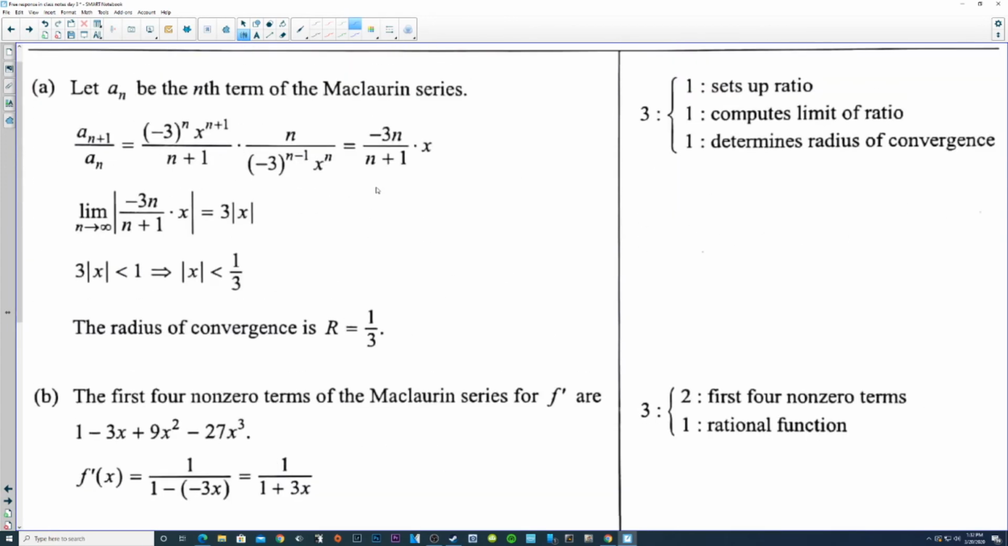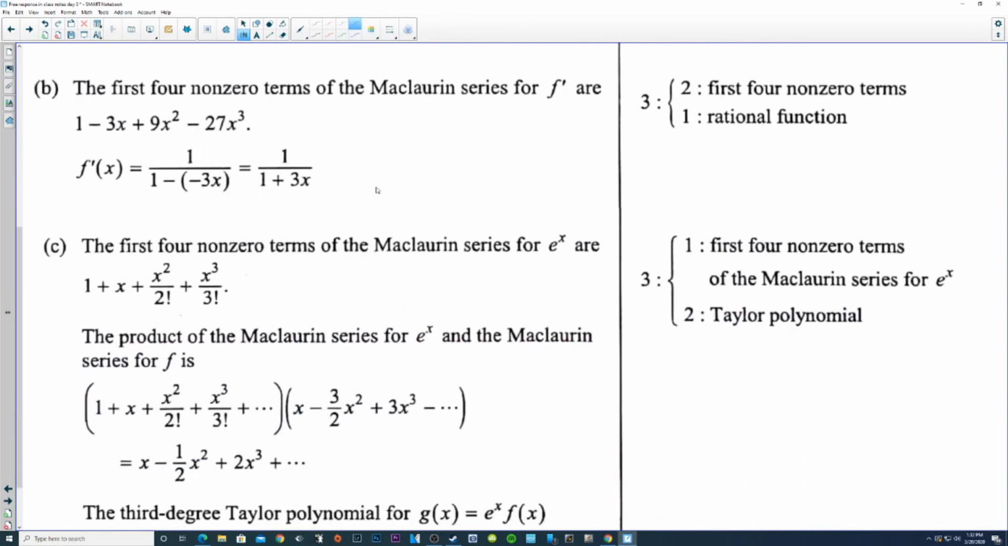And here we have the rubric and all the points that go along with the rubric.